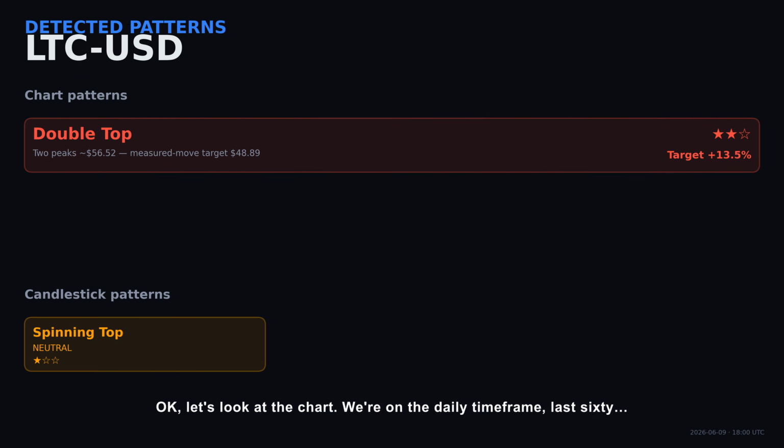Now this is the fun part. The pattern detector picked up one chart pattern on the daily, double top. I'm going to walk you through each one in the next slides and show you exactly where they formed on the price action. Pay attention to the labeled points. Those are the swings that confirm the pattern is real.